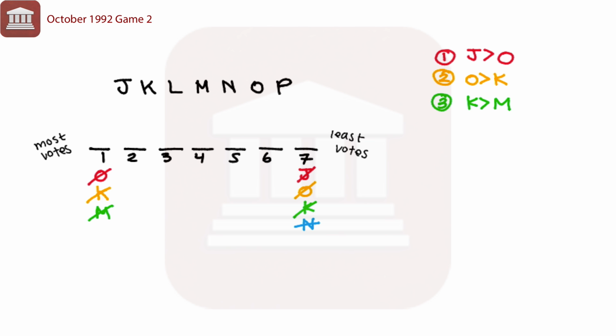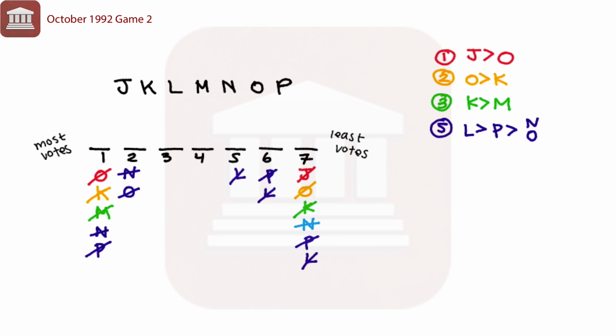Rule number 5, P received fewer votes than L, but more votes than N and more votes than O. So that tells us that N can't be first or second. We already know O can't be first, but we also know O can't be second now. We know P can't be first, and P can't be 6th or 7th. And we know L can't be 5th, 6th, or 7th.